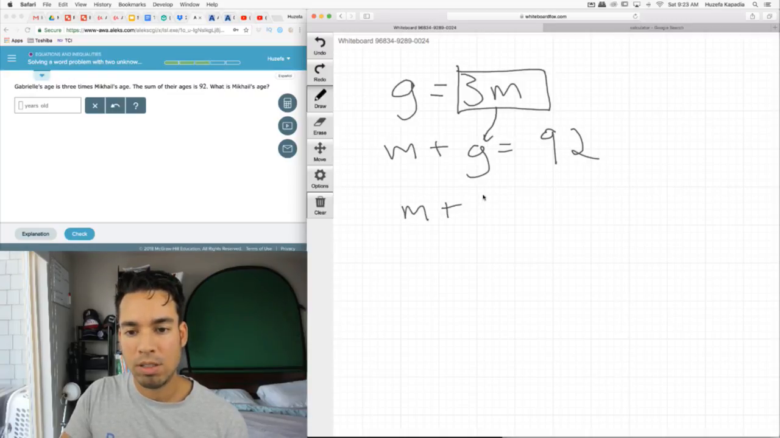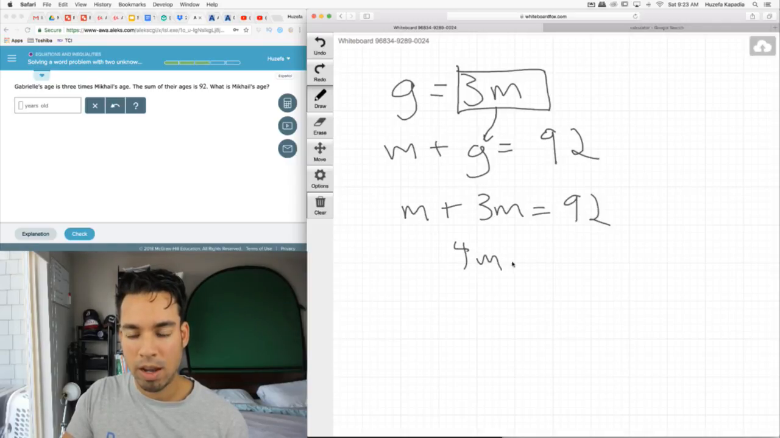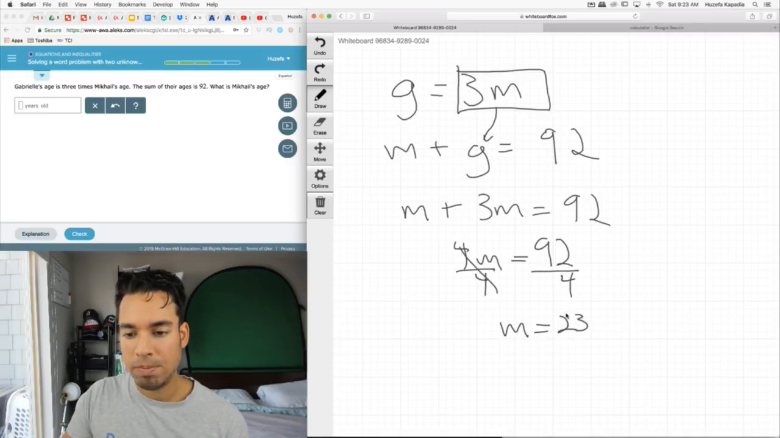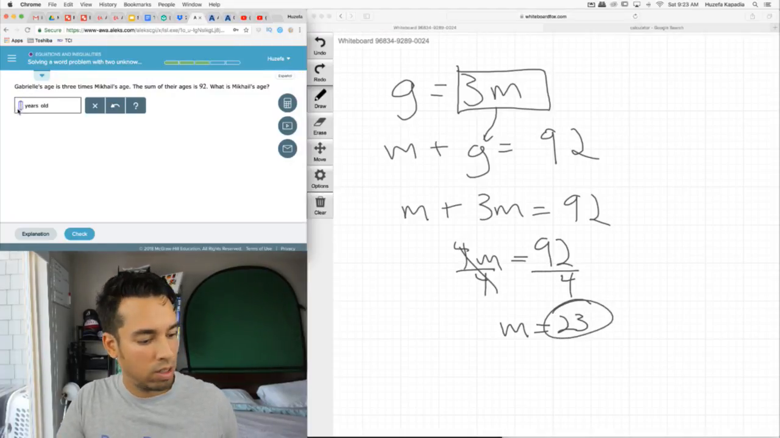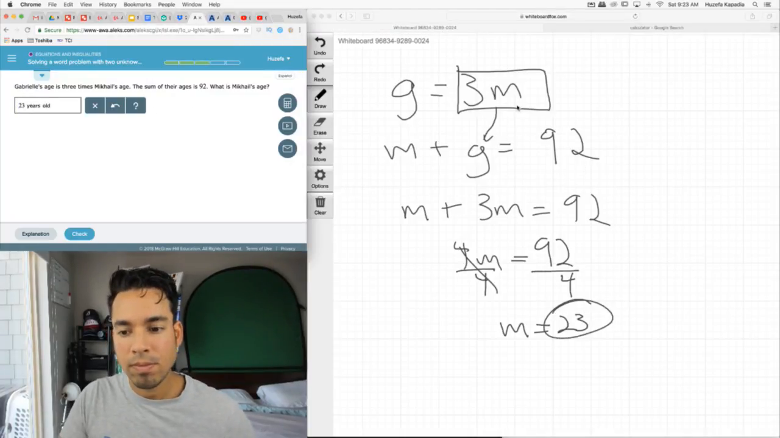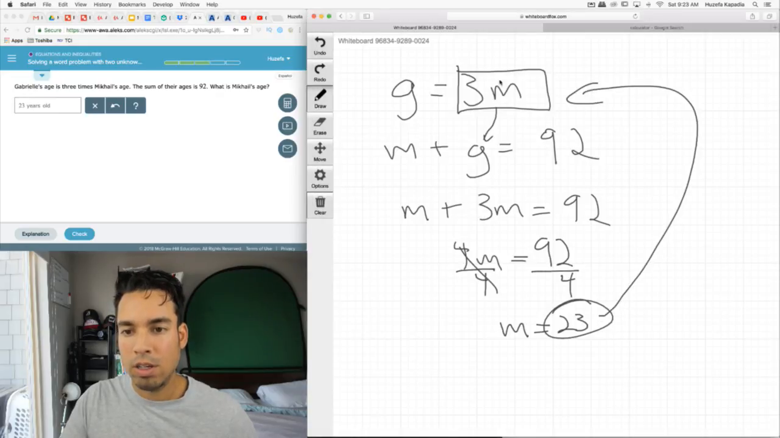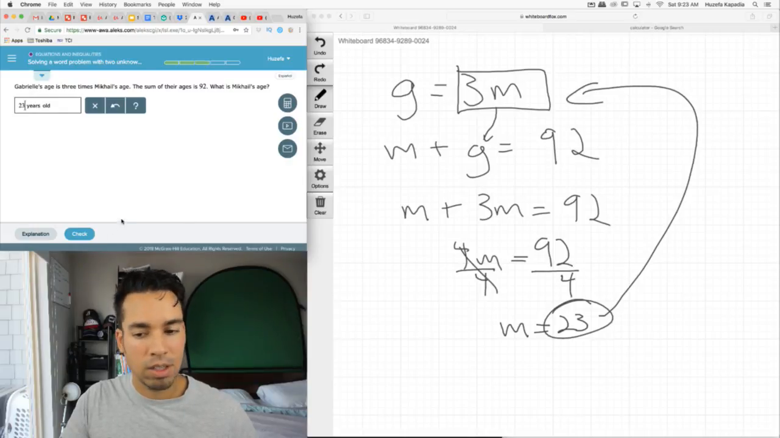So we have M plus 3M equals 92. M plus 3M equals 4M. Oops, 4M equals 92. 4 is multiplying the M to isolate. We divide, do the opposite. M equals 23. So Mikhail is 23. And that means Gabriel is 69, right? Because if I plug this back into this equation, I do 3 times 23, which is 69. But we just want Mikhail's age.